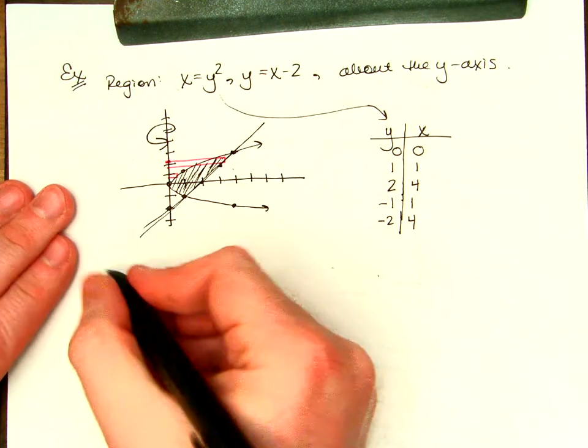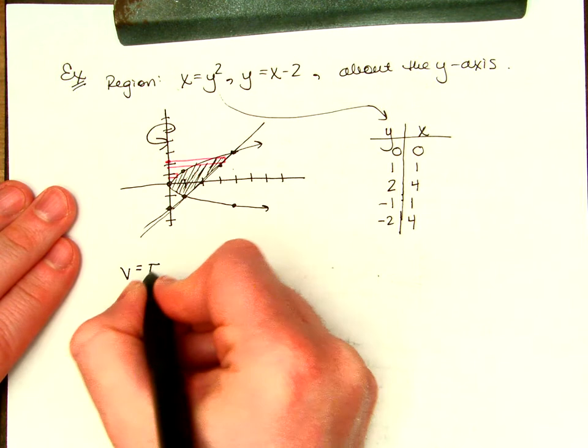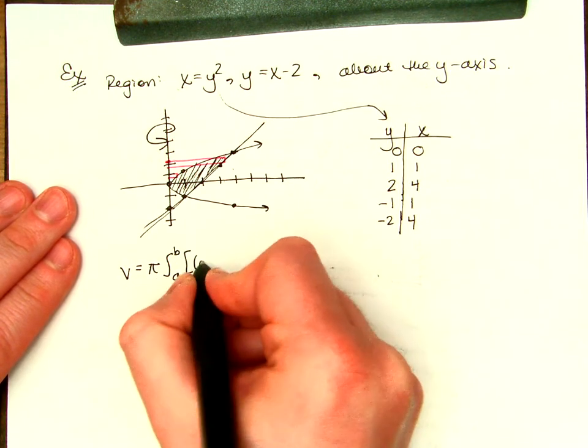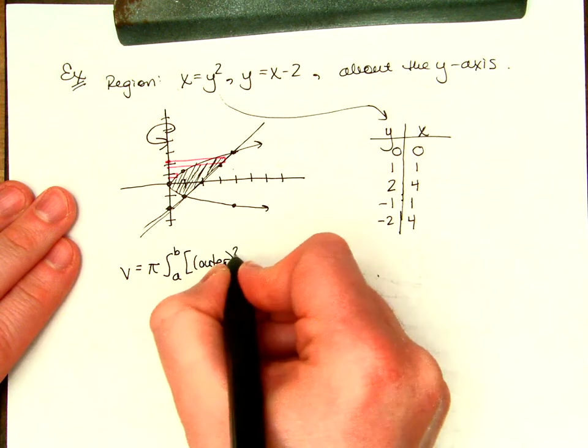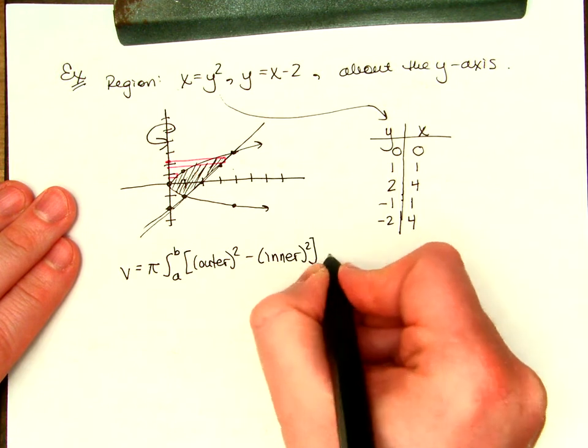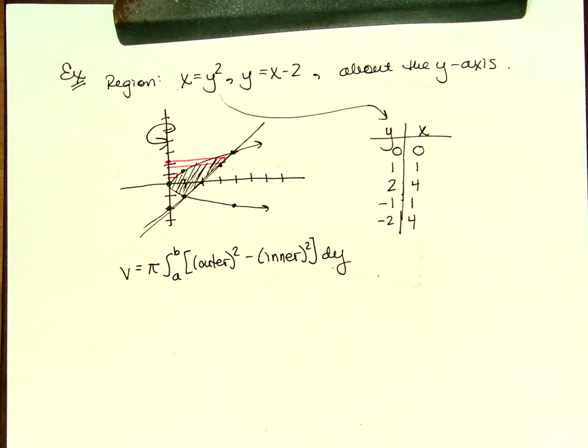My formula is V equals pi times the integral from a to b of the outer radius squared minus the inner radius squared. And with horizontal things, I'm dealing with dy.